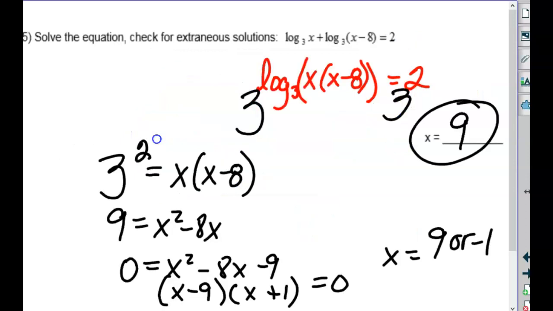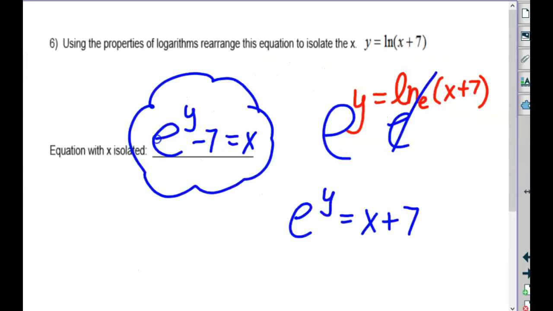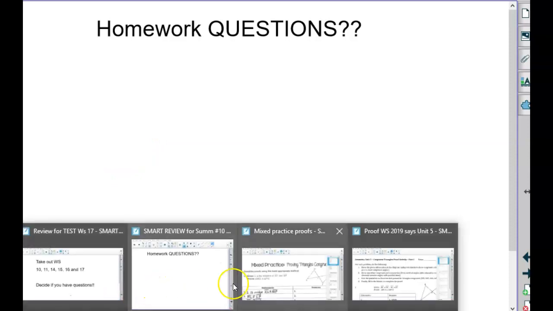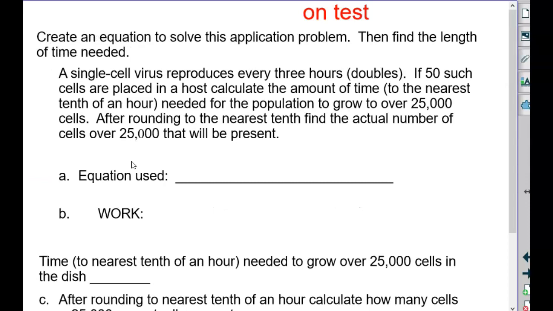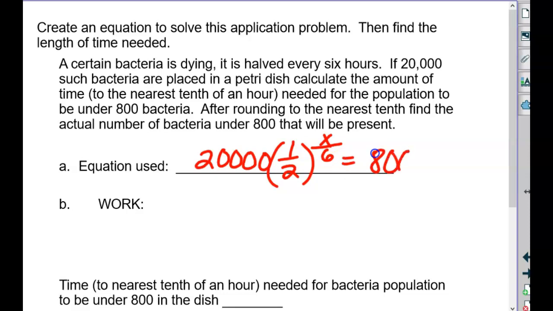I have, did we do all of them? The other one that I have that we could go through real quick is another one of those rounding ones. Anybody want to see one more of these crazy ones? Certain bacteria is dying if 20,000 are placed in a dish where it is halving every 6 hours. When is it under 800?